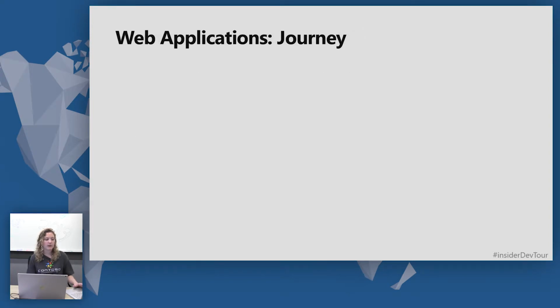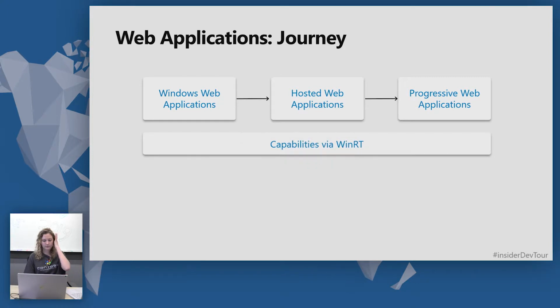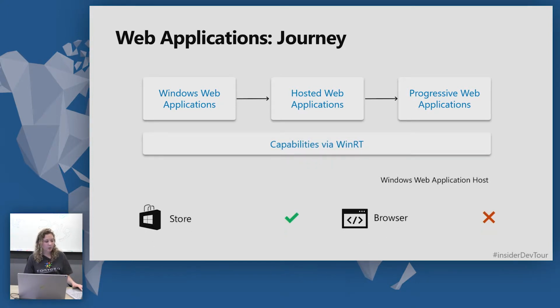We started our web applications journey on Windows 10 with Windows Web Applications. Over the years, we evolved it to support what we called hosted web apps and progressive web apps. These apps access native capabilities using WinRT APIs, or Windows Runtime APIs. They run in Windows Web Application Host, and they are acquired from the Microsoft Store and not from the browser.